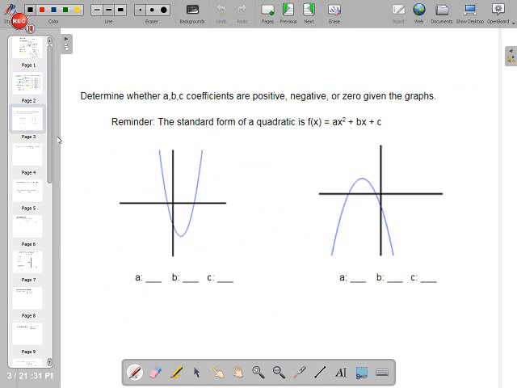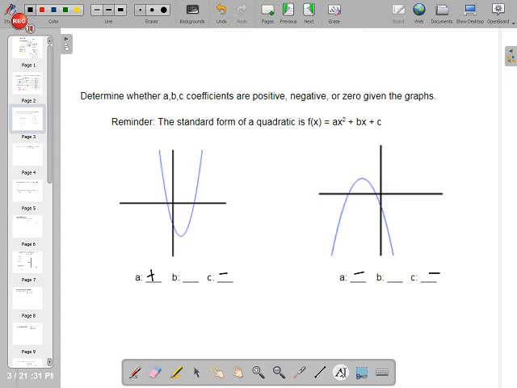Next up, we are going to talk about coefficients. So we have ax squared plus bx plus c. A determines whether the parabola opens up or down. If the parabola opens up, a is positive, and if it opens down, a is negative. C is the y-intercept. That's also easy. These are both negative values on the y-axis, so c is negative for both of them. Now the tricky part is, where's the axis of symmetry?